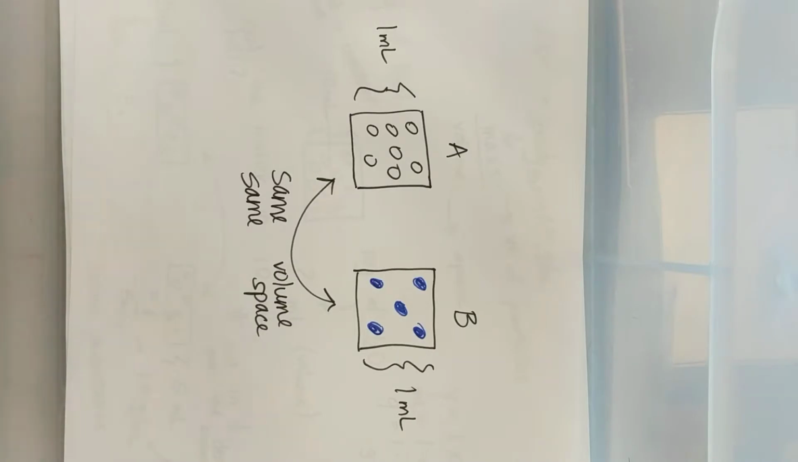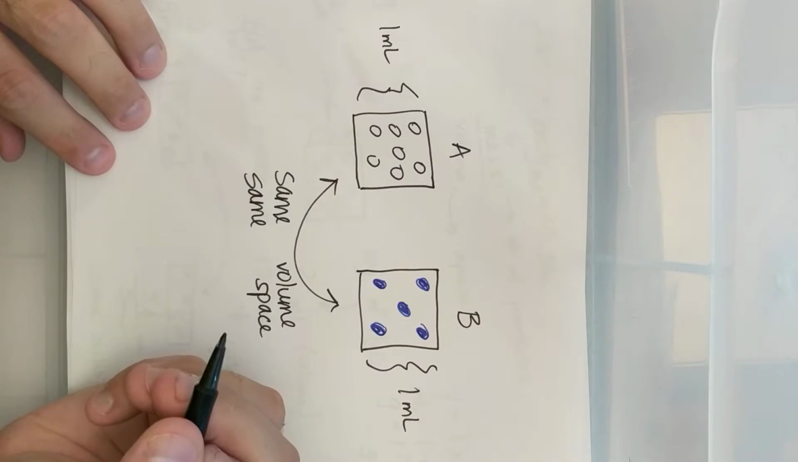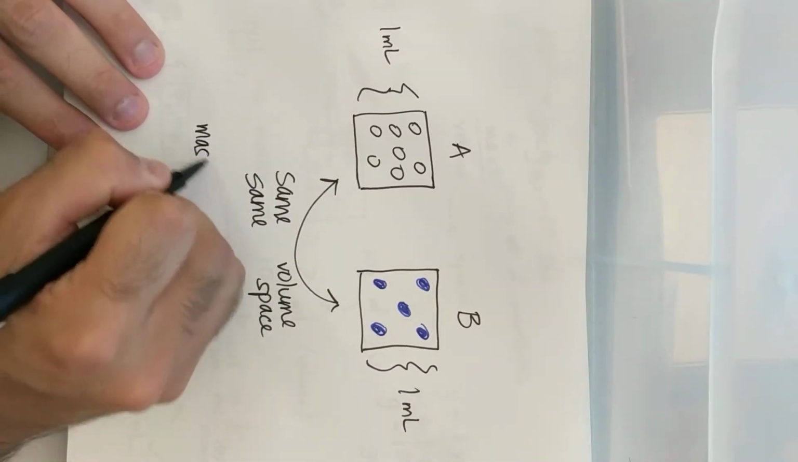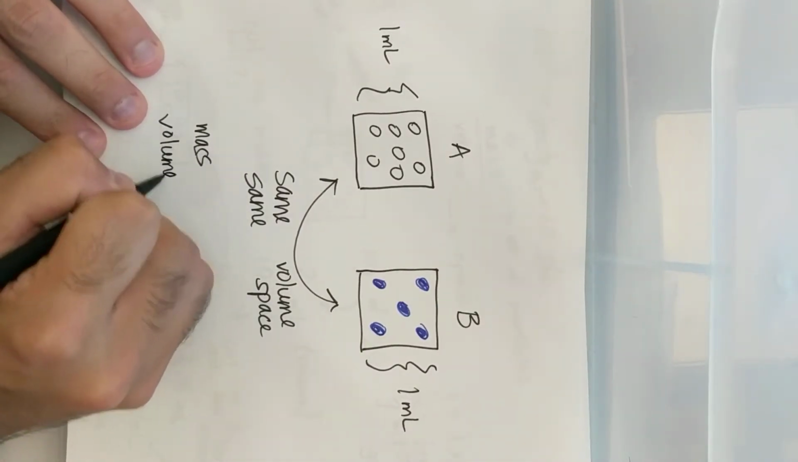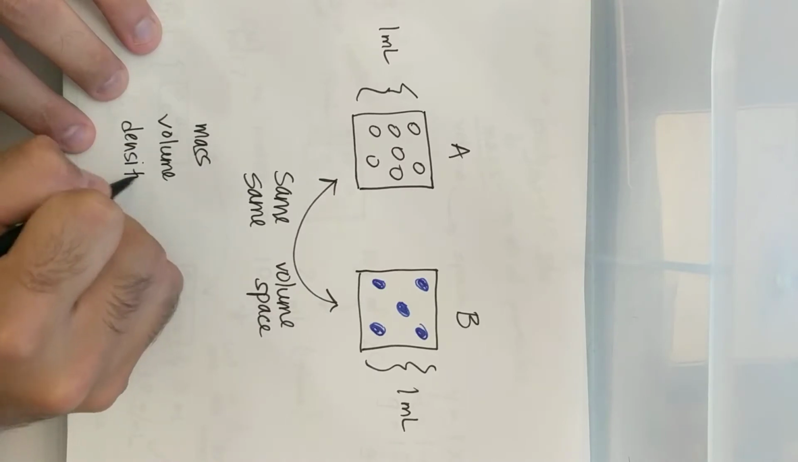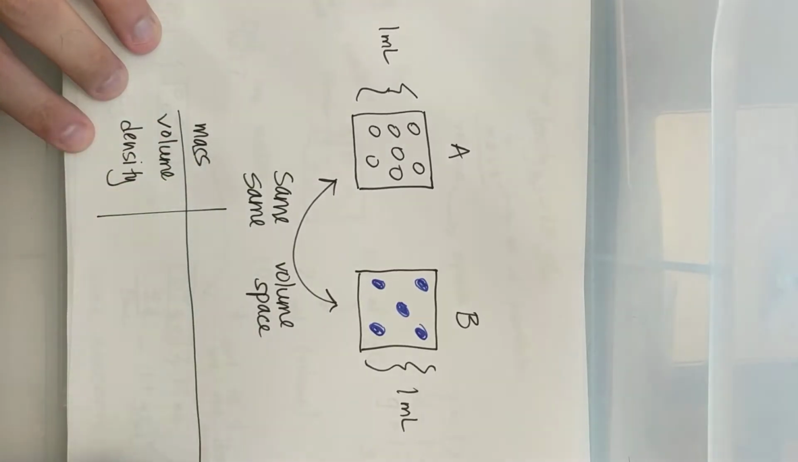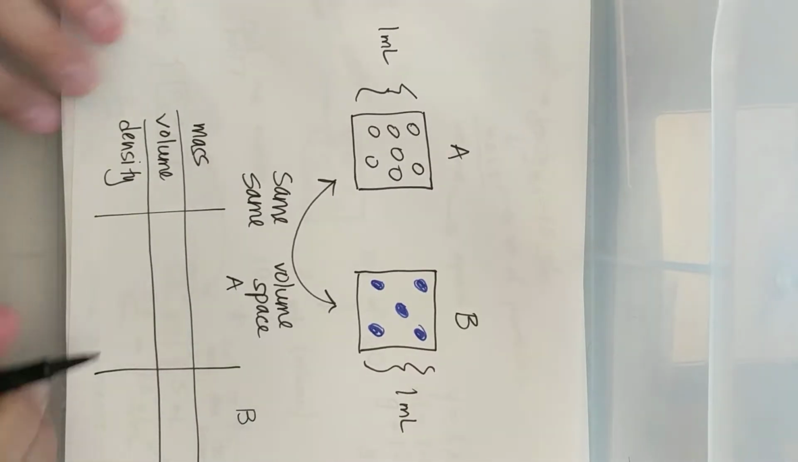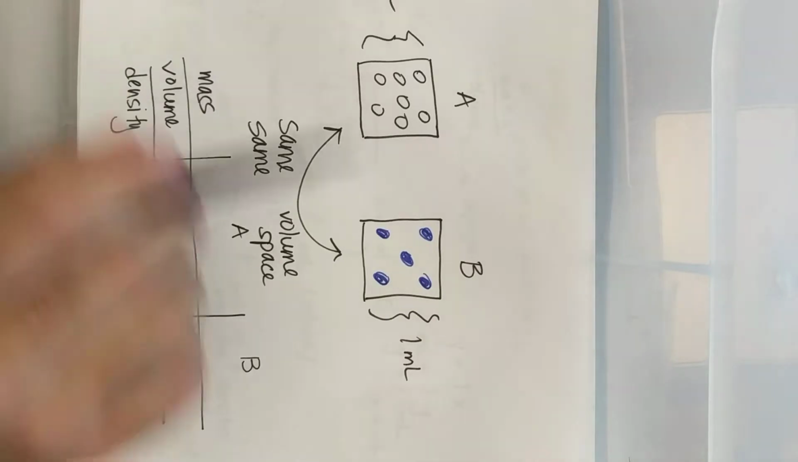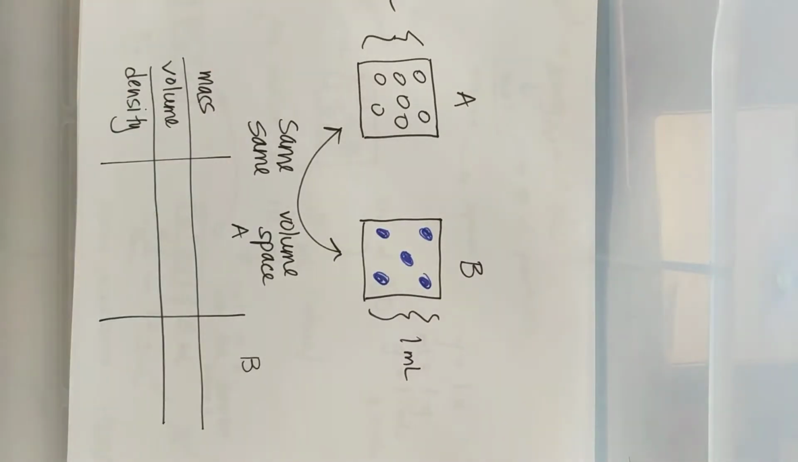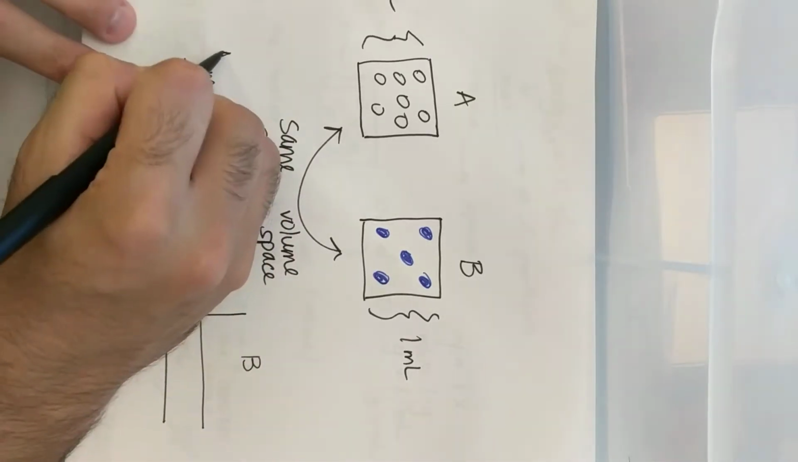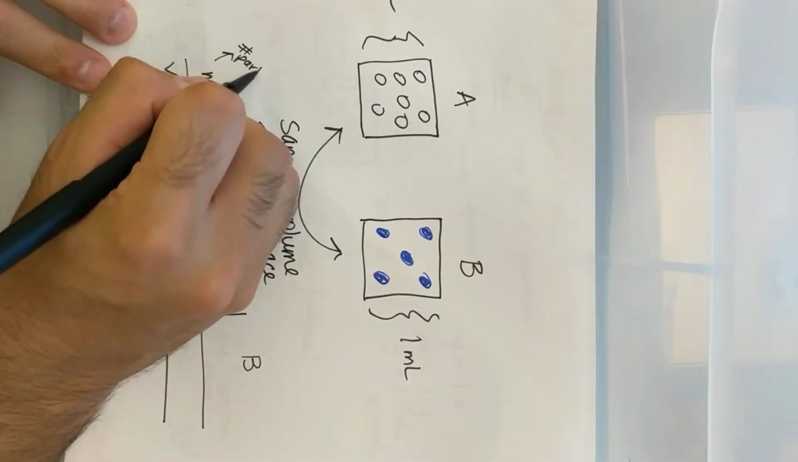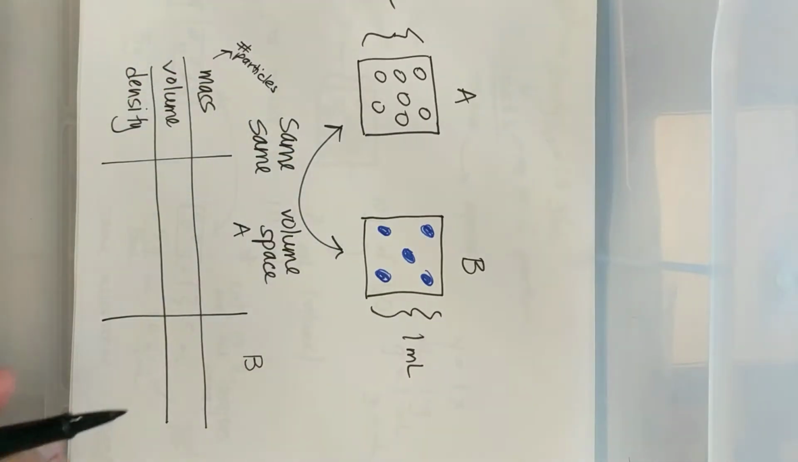Okay? Now, what is the same about both of them? All right, so let's talk about mass, let's talk about volume, and then let's talk about density. Okay? And you're going to see this on worksheet 3. Okay? So, as far as mass goes, between A and B, which is more massive? Well, remember, mass has to do with the number of particles. So which of these is more massive?